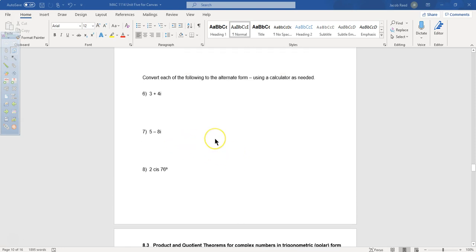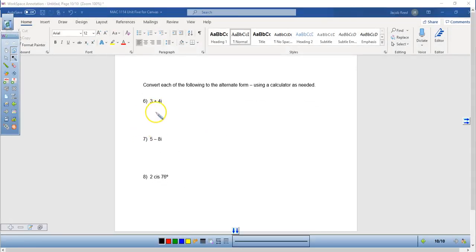On 6, 7, and 8, we actually have to use our calculator because the numbers don't work out. They're not nice reference angles. So here, for number 6, x is 3, y is 4, r is going to be 5, because 3 squared plus 4 squared equals 5 squared. It's a Pythagorean triple.